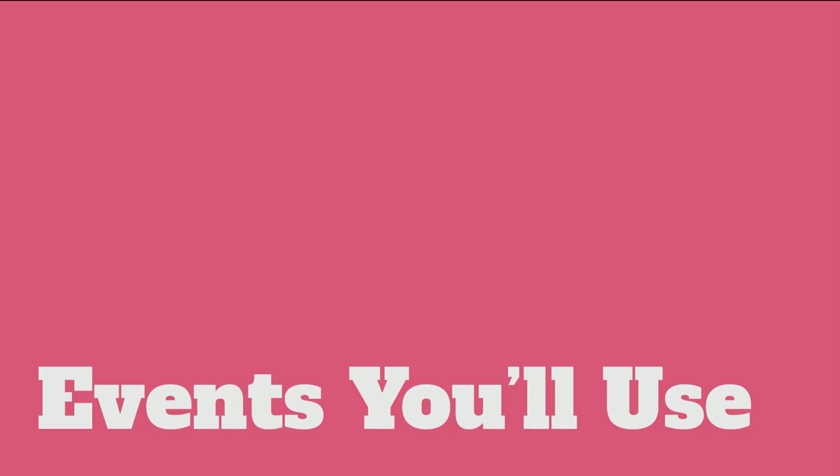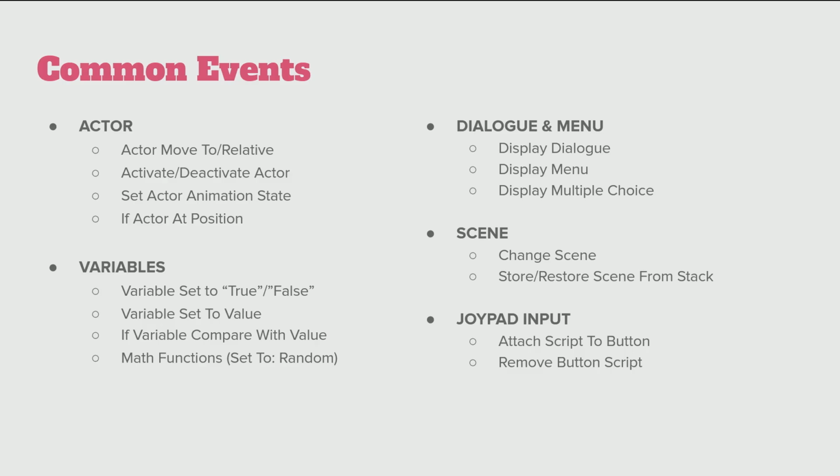So let's talk about events that you'll probably use today. Here are some common ones for the actor. Actor move to or actor move relative. Move to is like giving them a specific point in space. Move to tile 3, 4. Move relative doesn't really care where they are. It'll just move them 2 tiles north, or 2 tiles minus X.